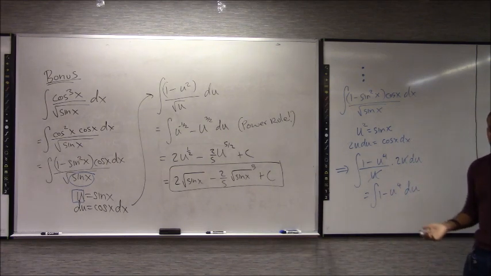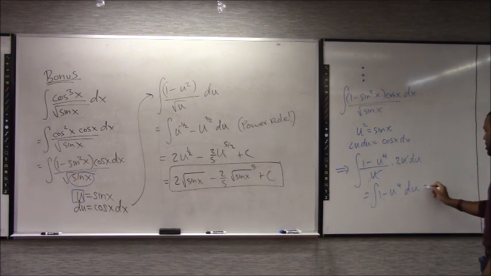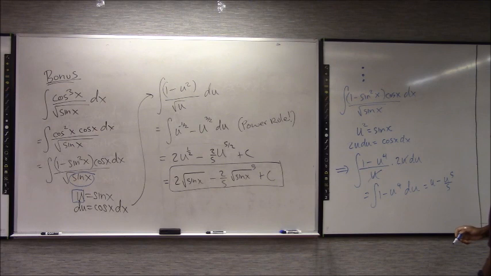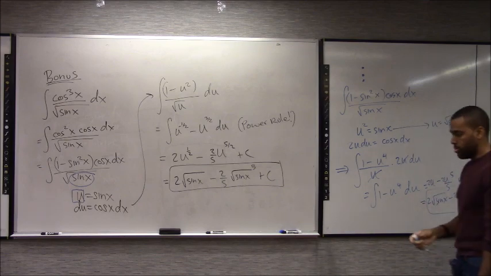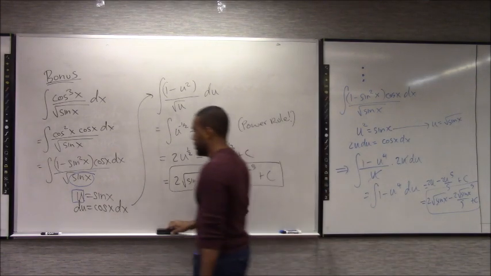That looks even nicer, no fractional powers, right? You can still get to the same thing, that's u minus u to the 5th over 5, and times 2. And at this point, you plug in your u. Your u from here, you'll notice, is the square root of sine x. And so this is 2 times the square root of sine x minus 2 times the square root of sine x to the 5th over 5 plus c. Get to the same answer, but with slightly less mental or psychological turmoil.